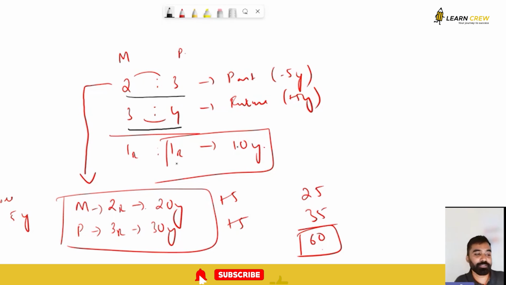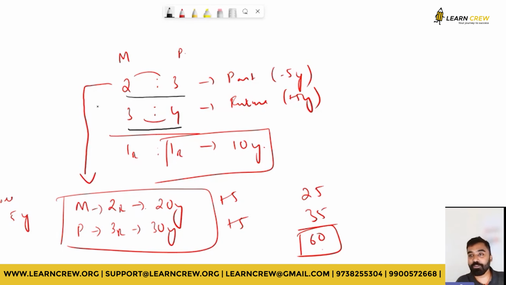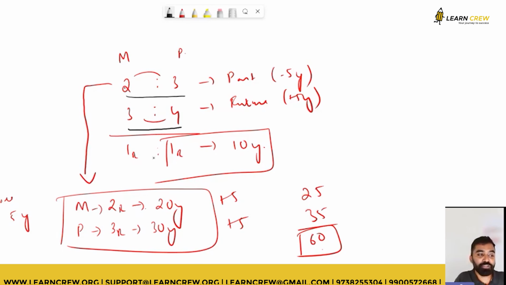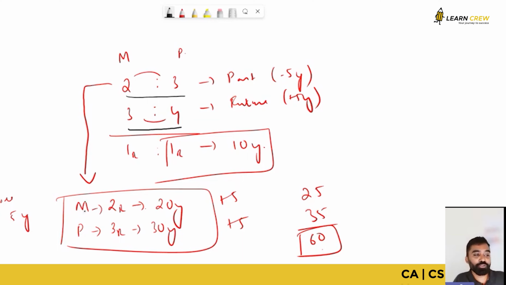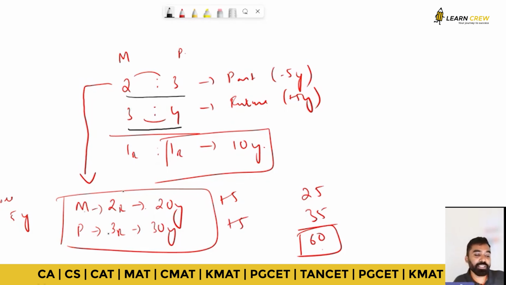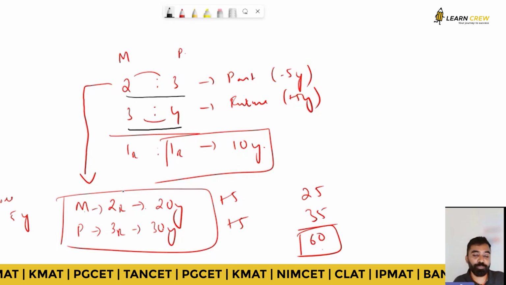It is going to be 10 years. Now, if this is 10 years, I know only the ratios of the past and the future. I do not know the present age ratio, so I will substitute in the past age ratio. Motu's ratio in the past was 2, which means 20 years, and Patlu's age in the past was 3 ratio, which is going to be 30 years.